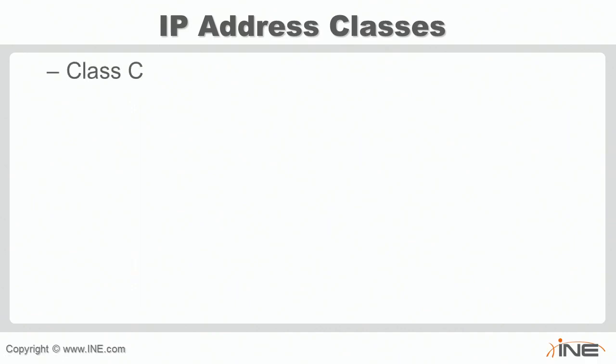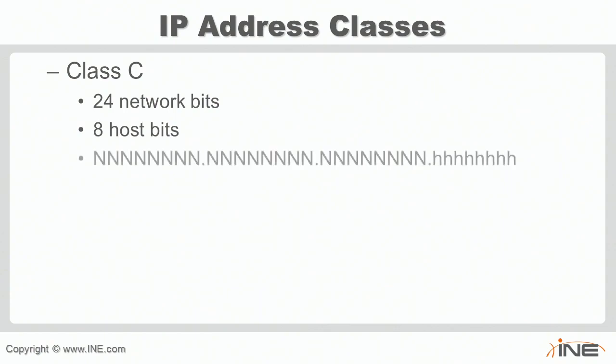Then we have the class C addresses, which are going to have an additional byte for the network. So the first 3 bytes, or the first 3 octets, are going to be for the network address. The last byte, or the last 8 bits, are going to be for the hosts. So in this case, 2 to the 8th would be the amount of hosts, or basically 256 possible hosts, where we're going from 0 through 255 inclusive.